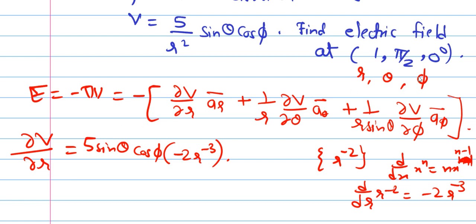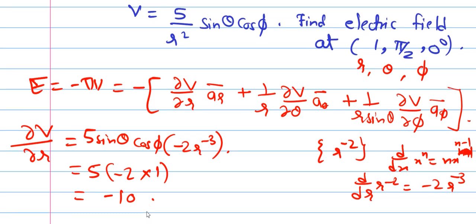Now coordinates are 1 comma pi by 2 comma 0 degree. So calculate it. 5, theta is pi by 2, sin pi by 2 is 1, phi is 0, cos 0 is 1. So 5 into 1 into 1 into minus 2 into r is 1. So 1 raised to minus 3 is 1. So its answer is minus 10.